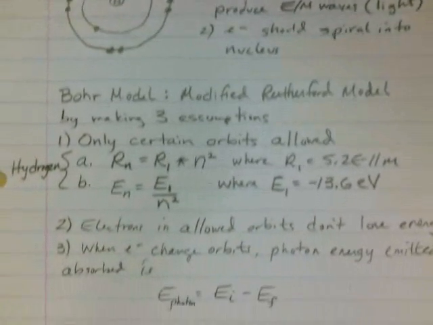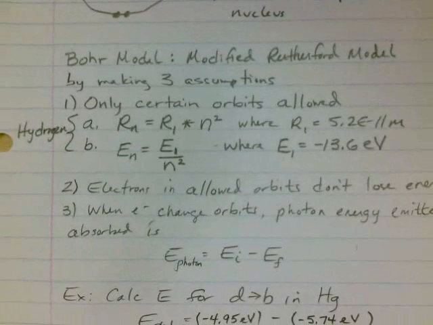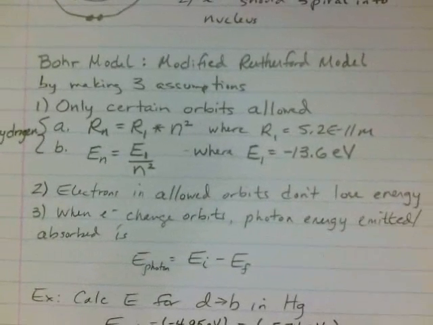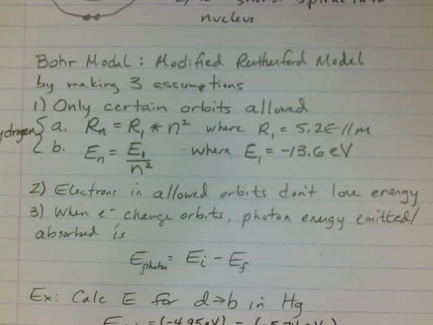The second and third assumptions go like this. For number 2, electrons in allowed orbits don't lose energy, just a statement of fact. They're not going to give off electromagnetic waves. And number 3, when electrons change orbits, the photon energy emitted or absorbed is going to be equal to, and we've got here, E of the photon is equal to E of the initial orbit minus E of the final orbit. So we're going to do a quick sample calculation for this right now.